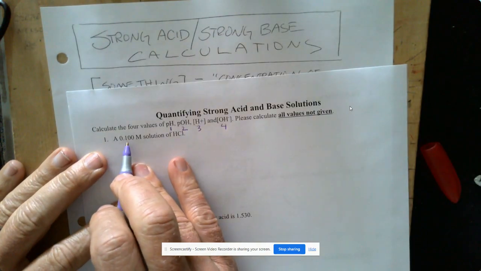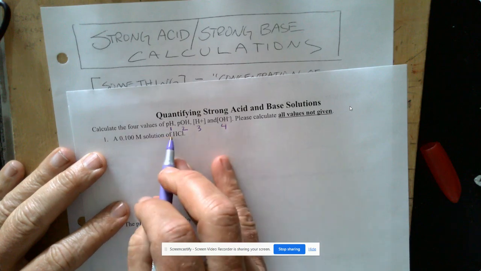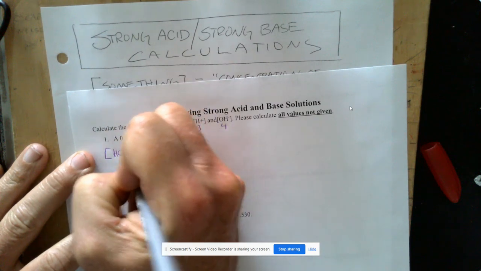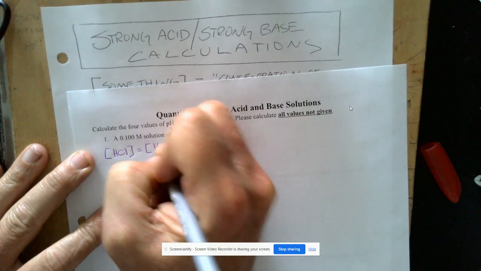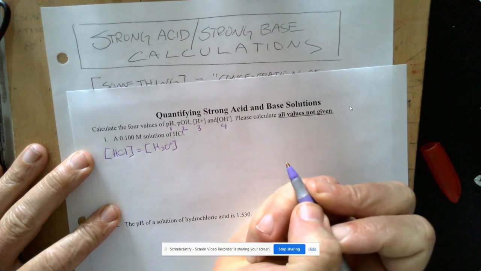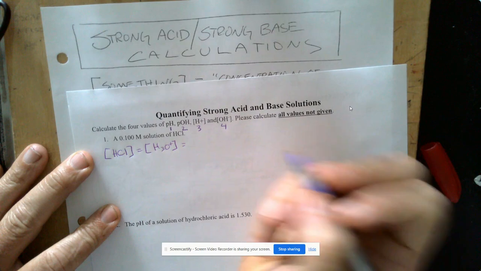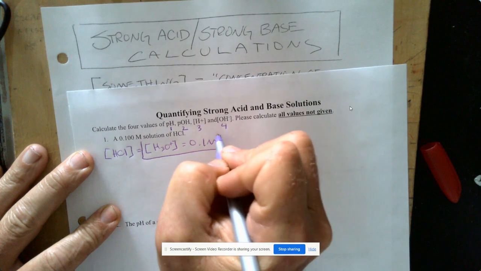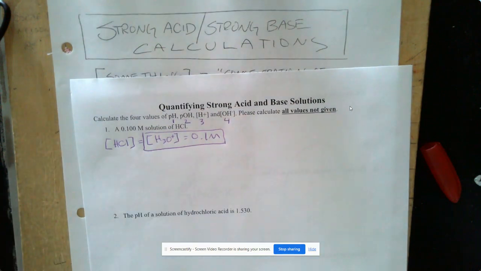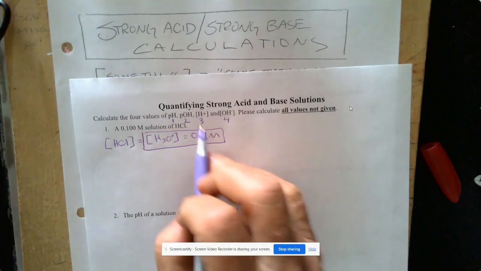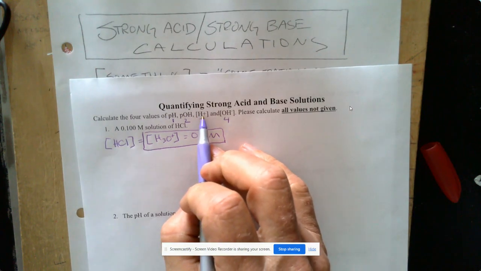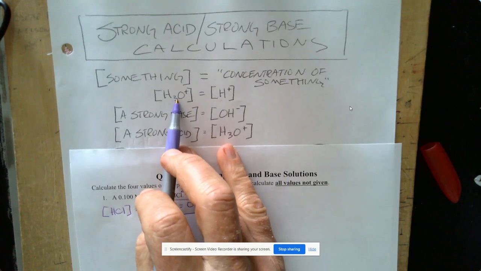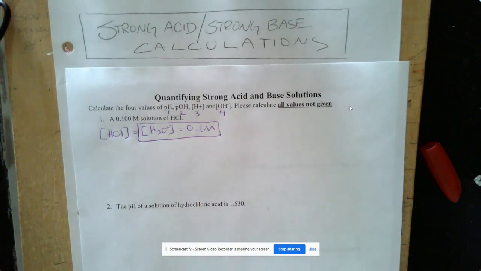So this is the concentration of the strong acid. So the concentration of the strong acid is equal to the concentration of hydronium. And the concentration of the strong acid is 0.1 molar. So the concentration of hydronium is 0.1 molar. So boom, we nailed this one right here. Because the concentration of hydrogen ions, that means the same thing as the concentration of hydronium. So we got one of the four, yeah?